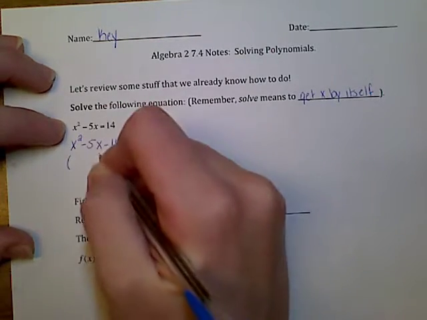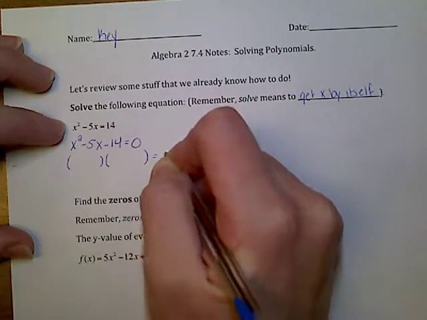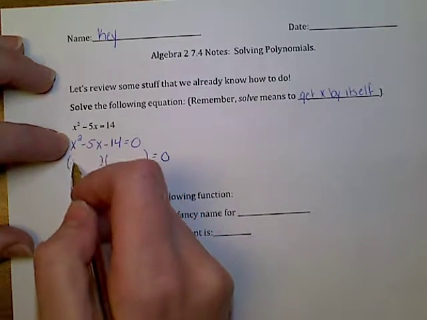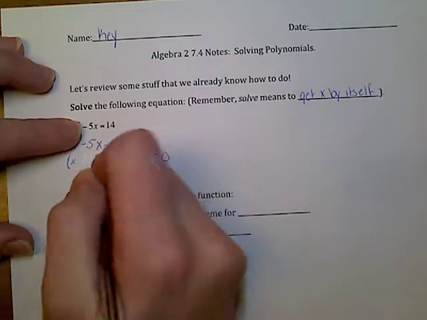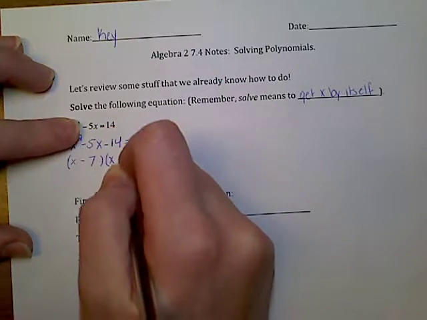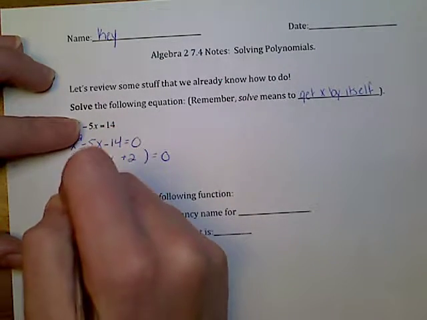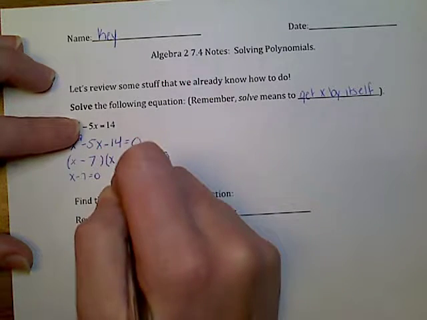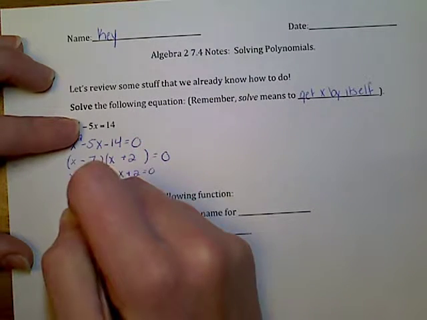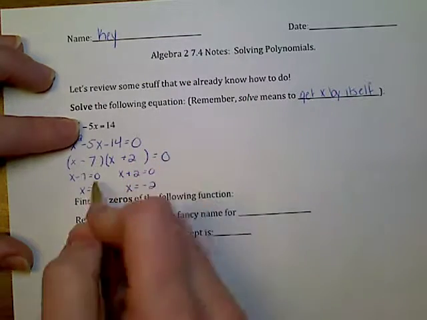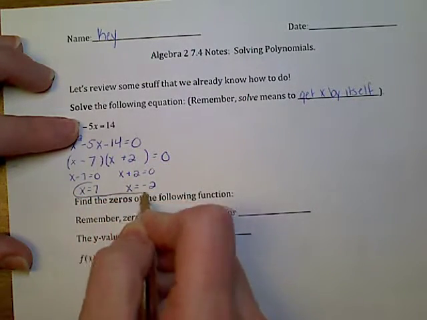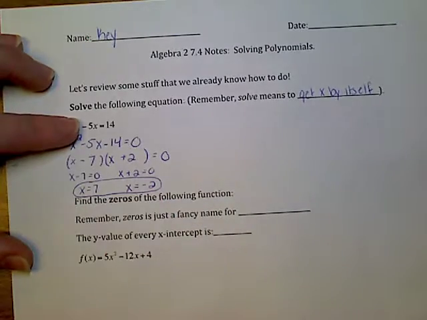And then split into my two parentheses. To get x squared, we got x, and we're going to multiply to 14, add to negative 5. So let's do minus 7 and plus 2. And then we take each of our factors, and we set them equal to 0. And I've got a solution of 7 and a solution of negative 2. And that's something that we spent a lot of time doing back in chapter 5.